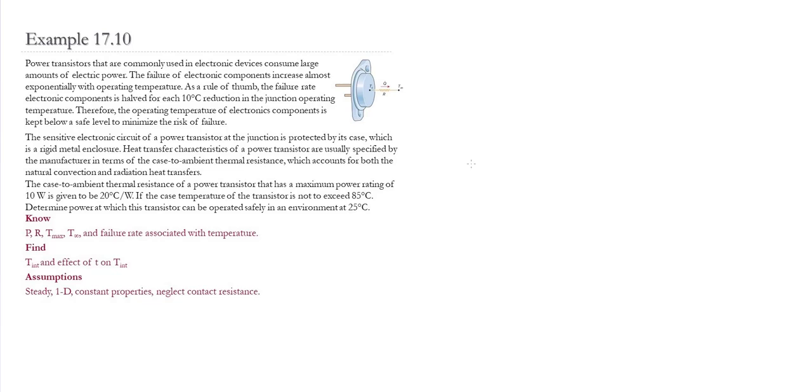If the case temperature of the transistor is not to exceed 85 Celsius, we need to determine the power at which this transistor can operate safely in an environment which is kept at 25 Celsius. In order to solve this problem, we're going to assume steady-state conditions, one-dimensional heat transfer in the x direction, and constant properties, and we're going to neglect contact resistance.